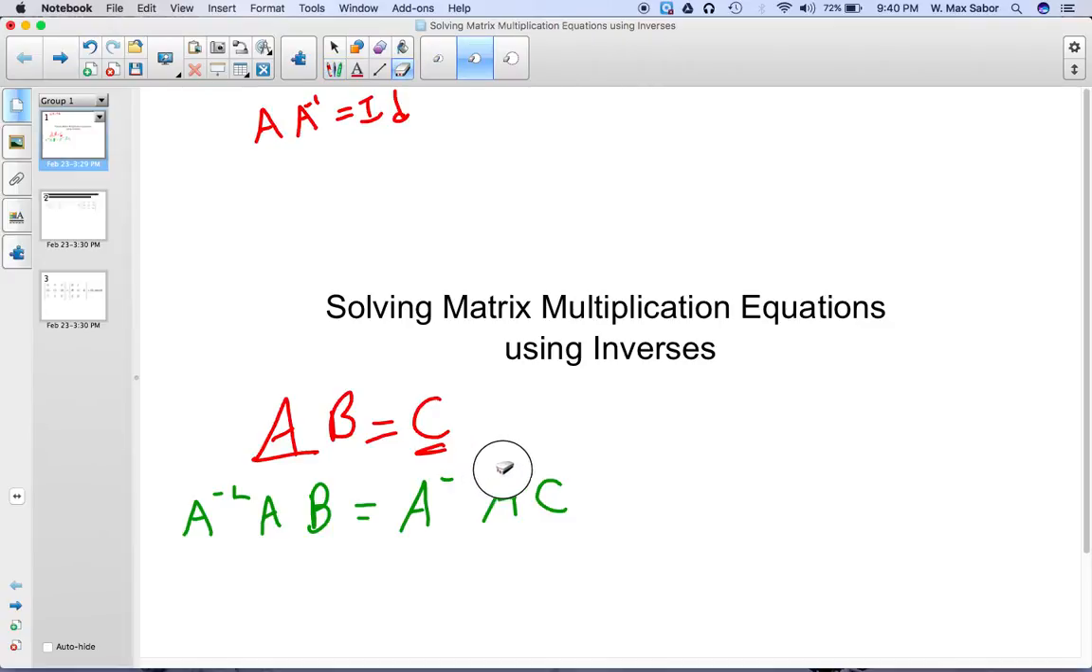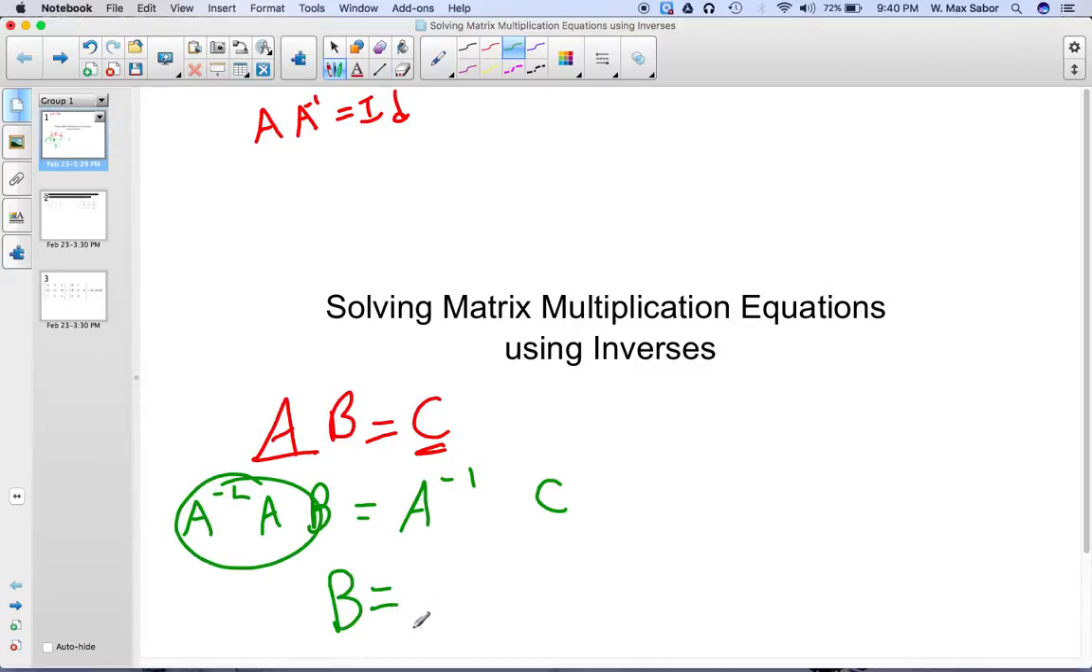If we multiply A inverse on the left of both of these, then this becomes the identity matrix, so we get B is A inverse times C. So this is one way we can find one matrix, given another multiplier and their product.